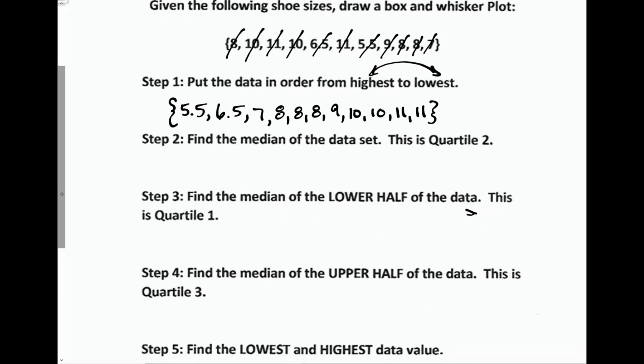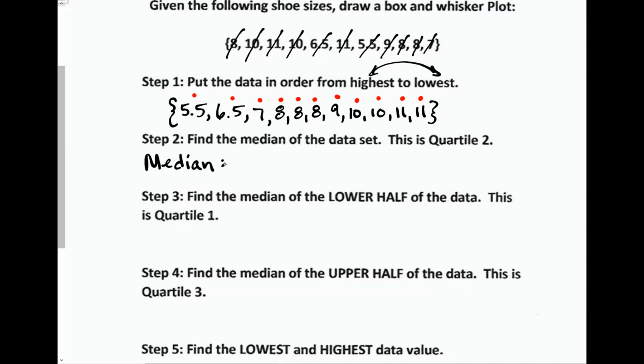Okay, now that I have my data set in order from lowest to highest, it's very easy to find the median of the data set. Remember, the median is either the middle number or the average of the middle two numbers. The best way to figure that out is to count 1, 2, 3, 4, 5, 6, 7, 8, 9, 10, 11. Because I have an odd number of data values, I will have a single number in the middle of the data set, which represents the median.